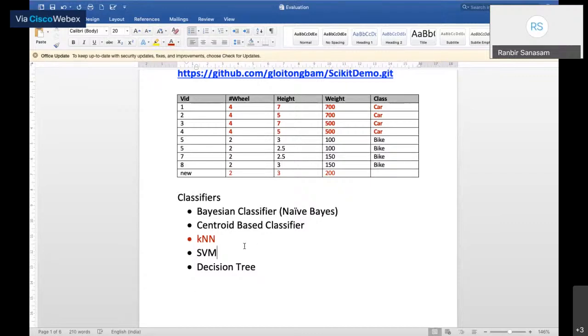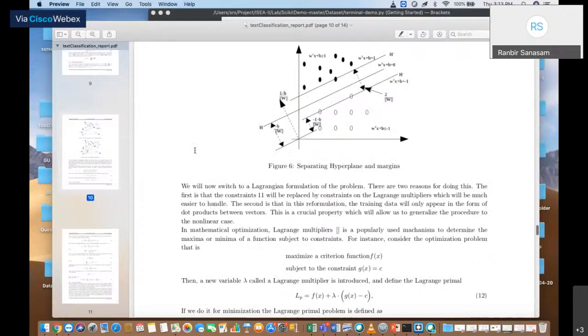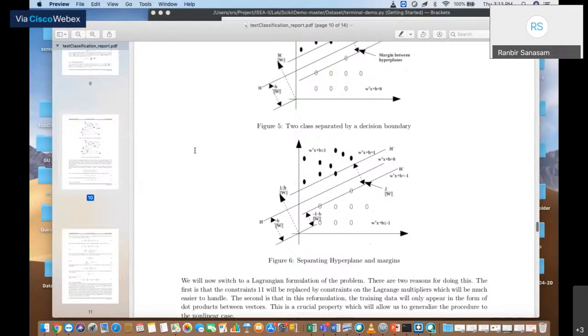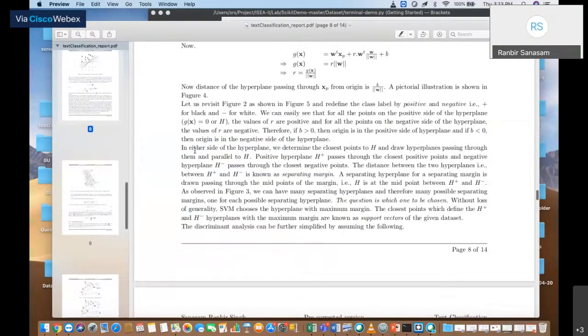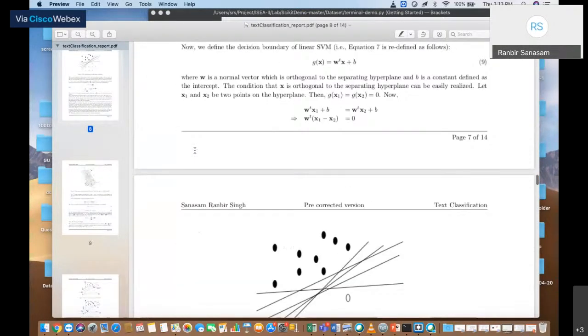Now next I want to briefly explain a classifier which is conceptually a little different from the previous classifiers, and yet is one of the most studied classifiers in the literature. So let me explain what is SVM. SVM is also called a discriminant-based classifier.